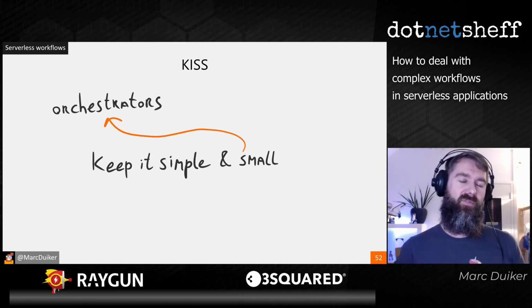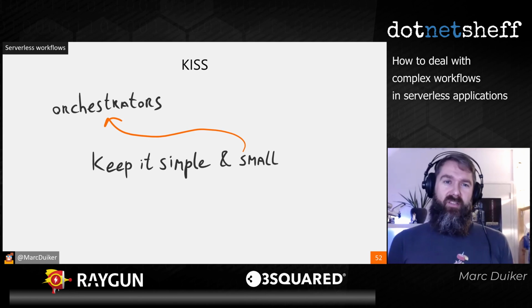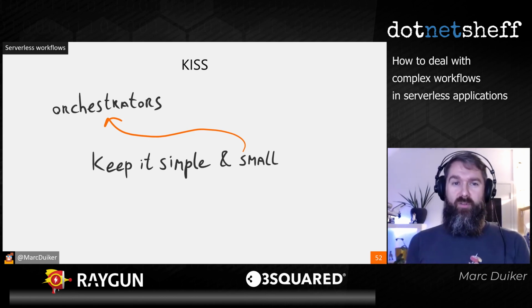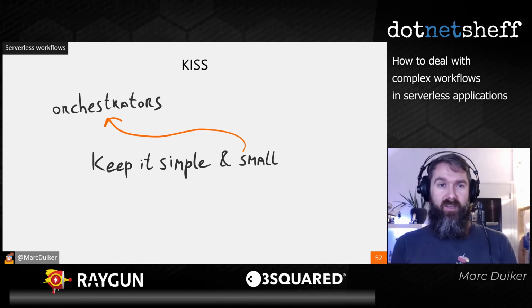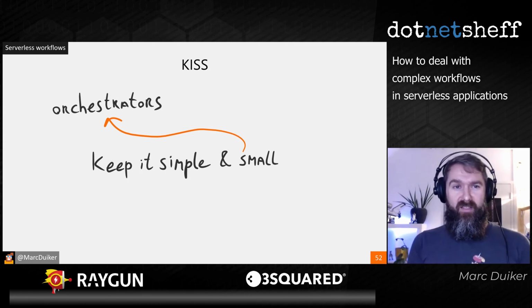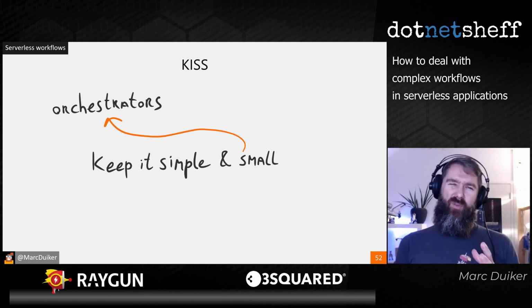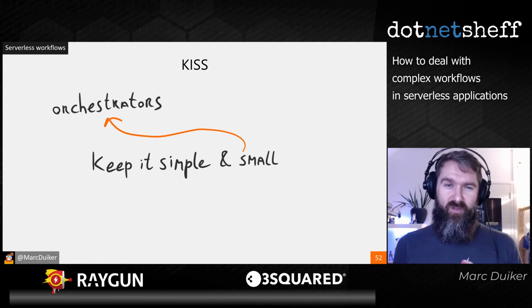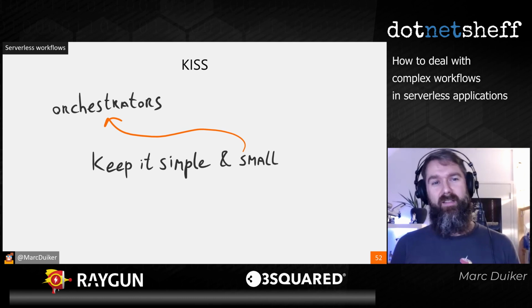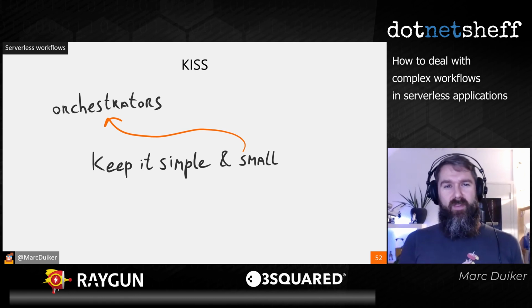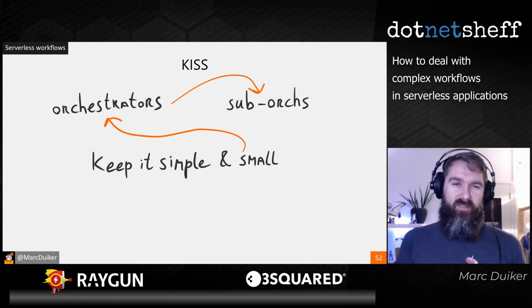Because the nice thing about Durable Functions is you can actually unit test your orchestrators. Because these activity calls are abstracted away behind interfaces, you can very nicely unit test your orchestrator. But if you have an orchestrator that calls 20 or so different activities, then your unit tests are also becoming quite complex. So yeah, keep your orchestrators small. That's just very nice for maintainability.